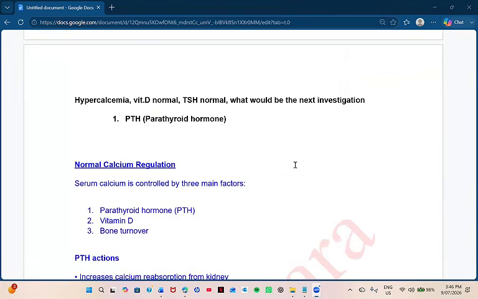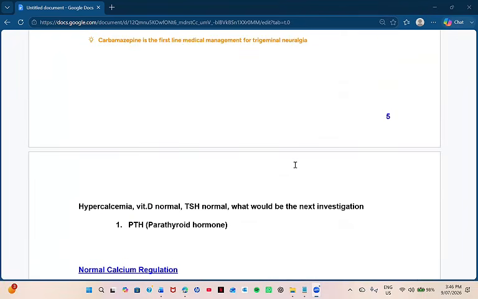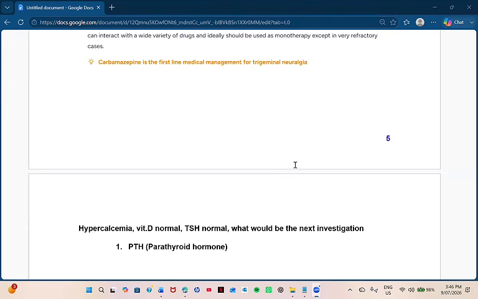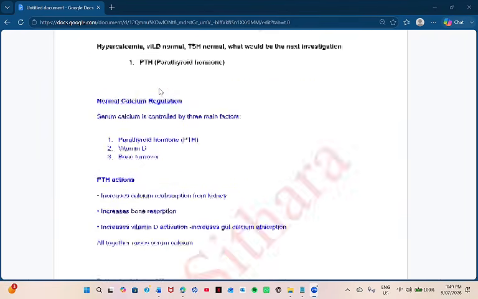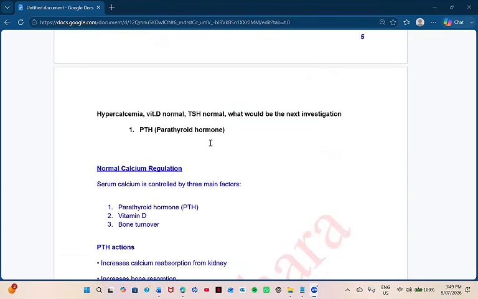Okay, so next one: hypercalcemia, vitamin D normal, TSH normal. What would be the next investigation? PTH, what do you think? Why PTH, doctors? So what do you know about hypercalcemia? Sorry, not hyperkalemia, hypercalcemia.